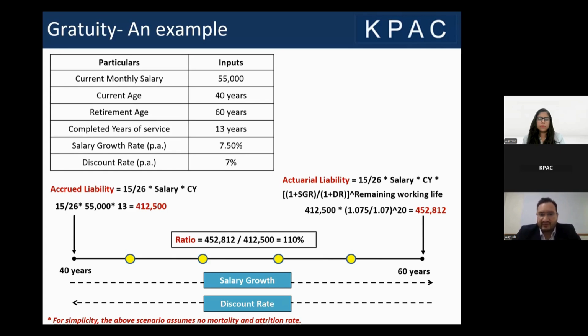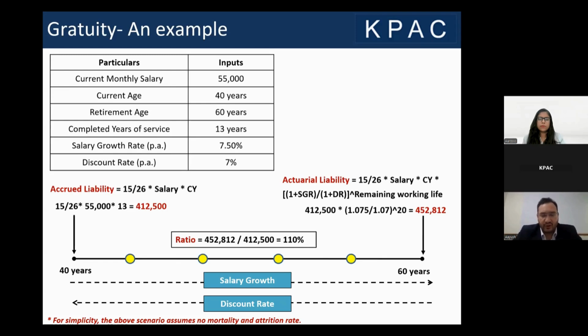So in this example, there is this employee. His current salary is 55,000 rupees per month, which is the monthly basic salary. His current age is 40 years. His retirement age is 60 years. Till date, he has completed 13 years of service in the organization. The salary growth rate in this example is 7.5%, whereas the discount rate is 7% per annum.